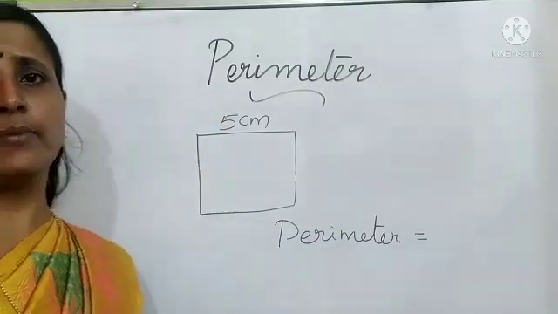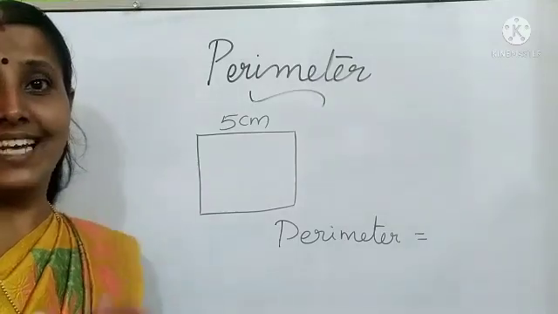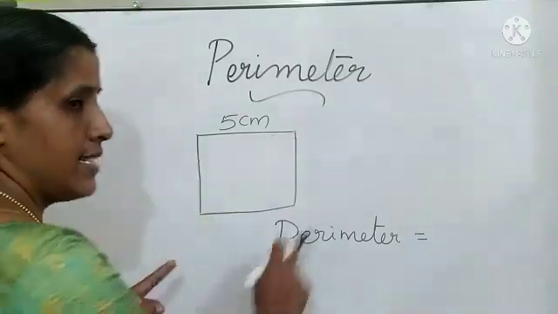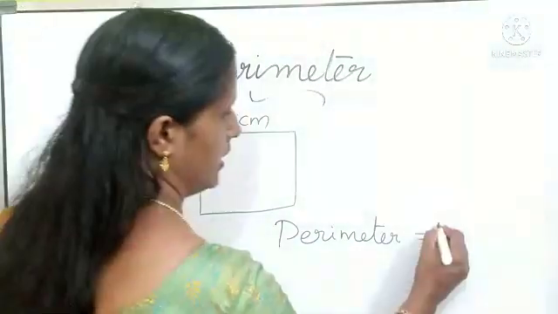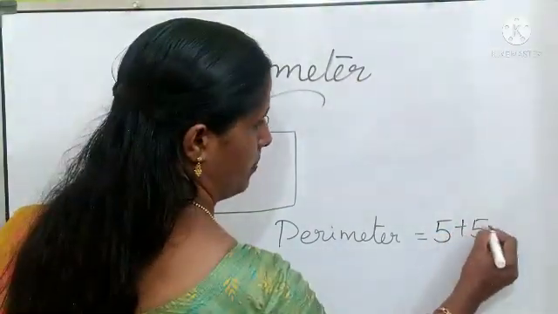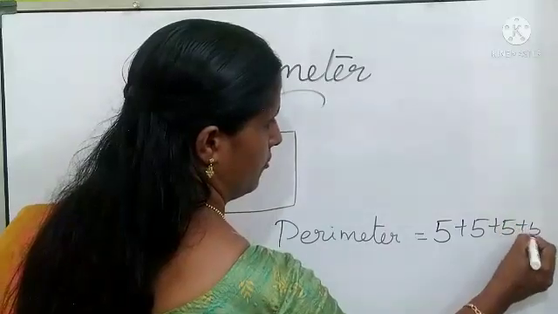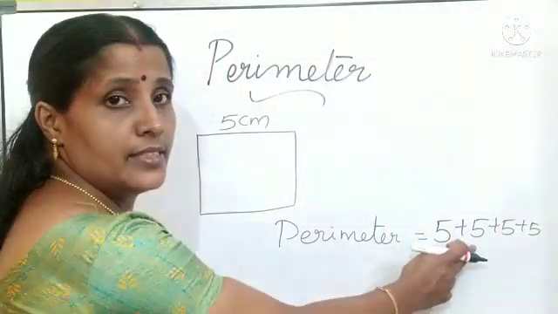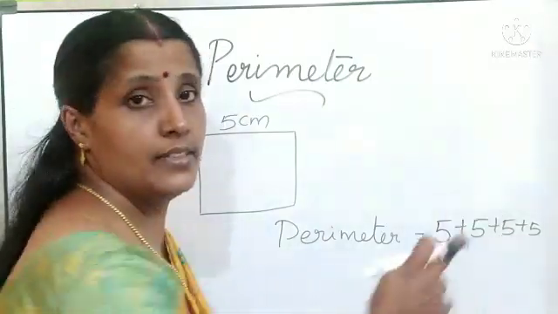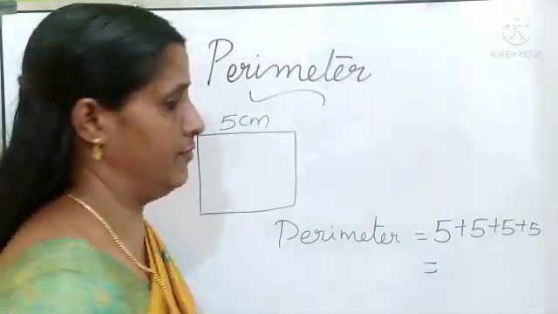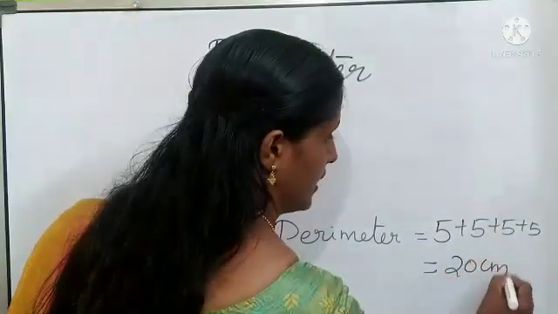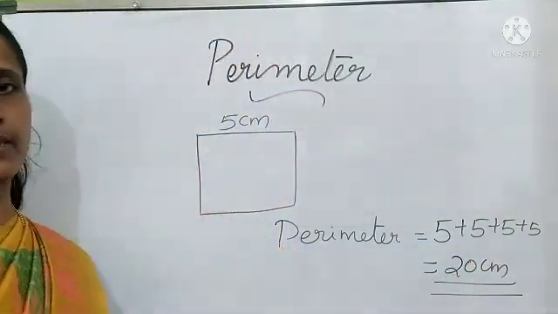So what is the measurement of the other sides? Yes, it is the same. Why? Because in a square, all sides are equal. So here 5 plus 5 plus 5 plus 5. What is the answer? 5 plus 5, yes, 10. 10 plus 5, yes, 15. 15 plus 5, 20. So the perimeter of the given figure is 20 centimeter.